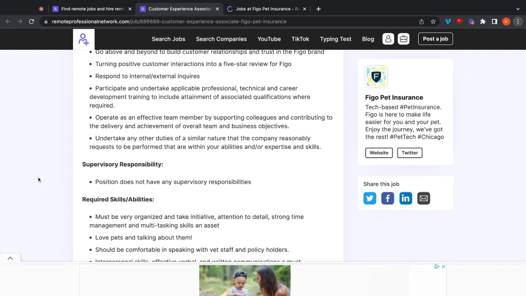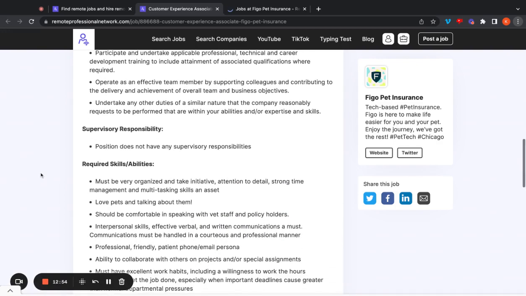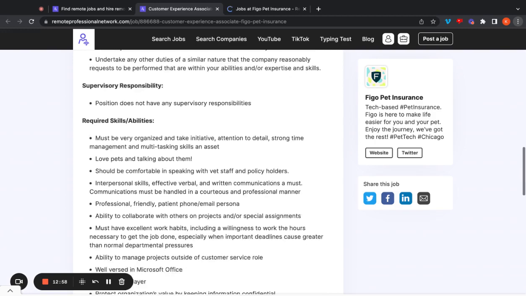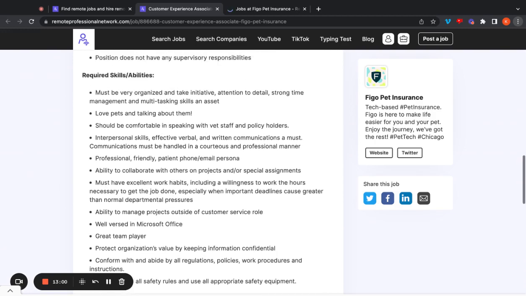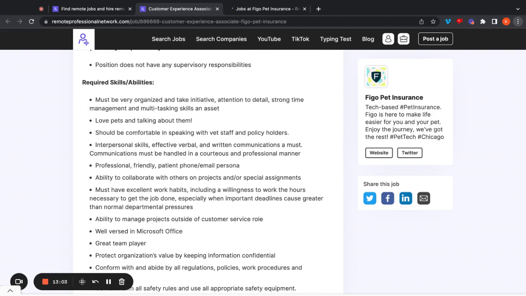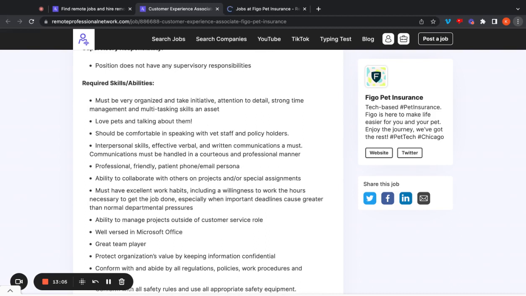As far as your responsibilities go, the position does not have any supervisory responsibilities, so you're just going to be responsible for yourself. And it looks like just pretty much your basics in customer service: be organized, love pets, since this is a pet insurance company, and be comfortable speaking with vet staff and policyholders. This could be good experience, guys, if you're looking to break into the animal side of things. Working with the vet staff would be a good experience there. That means you're going B2B, which typically drives a higher salary and pay throughout your career.